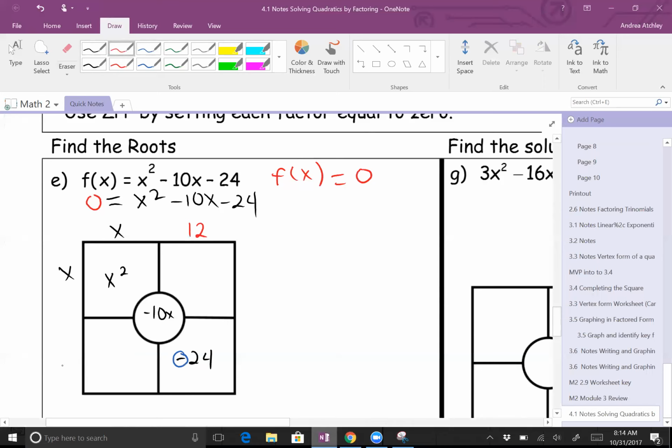So 12 and 2. 12 times 2 is 24. Find the area here. This is 12x. This is 2x. Now if I subtract those two, do I get the negative 10? Okay, so the 12 needs to be negative and the 2 needs to be positive. Okay, the 12 is negative because the 10 is negative, and you need the bigger number to match. So this is a negative 12, this is a positive 2.